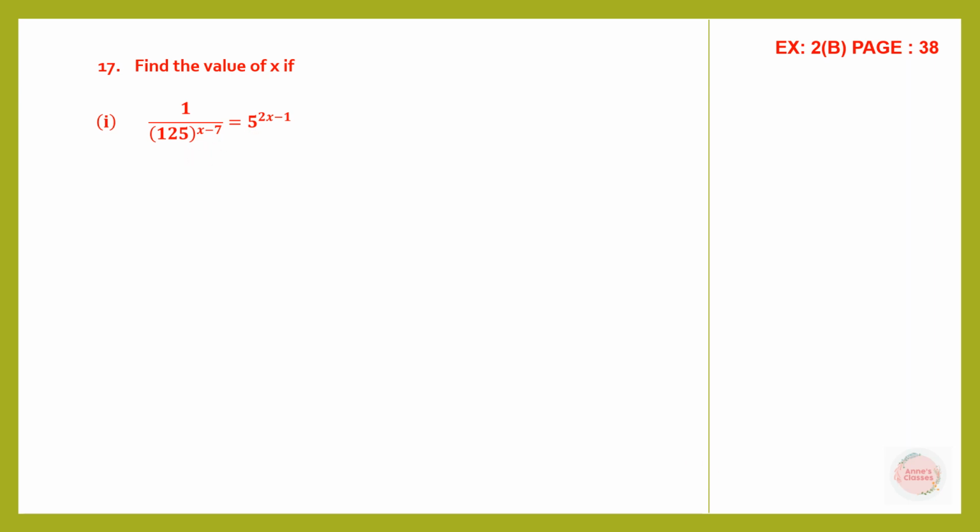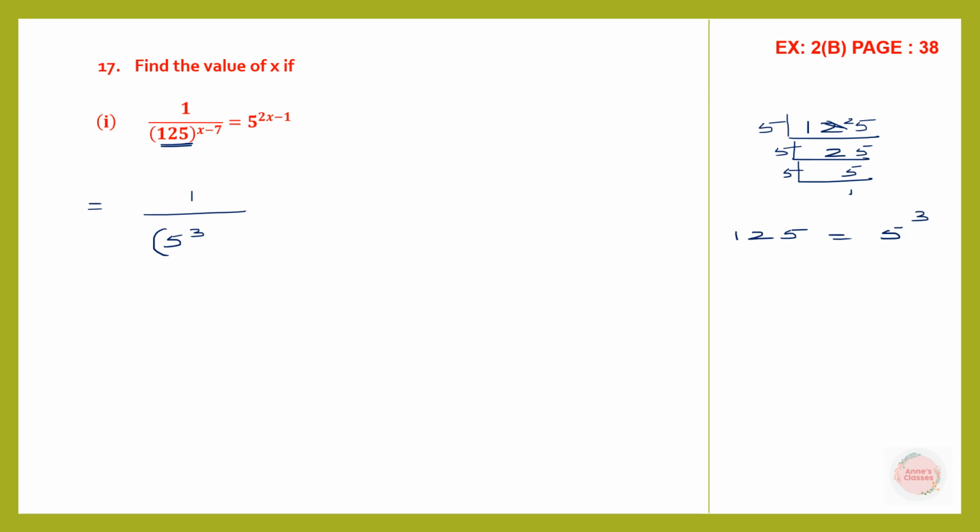Let's find the factors of 125. So if I take 125 divided by 5, 5 twos are 10, then there's 2 left here. So 25, 5 fives are 25. Now continue. 5 fives are 25 and 5 ones are 5. So I can write, instead of 125, 5 raised to the power of 3. So let's write that here. So now this becomes 1 by 5 raised to the power of 3. So that is in place of 125, and this whole thing is raised to the power of x minus 7.